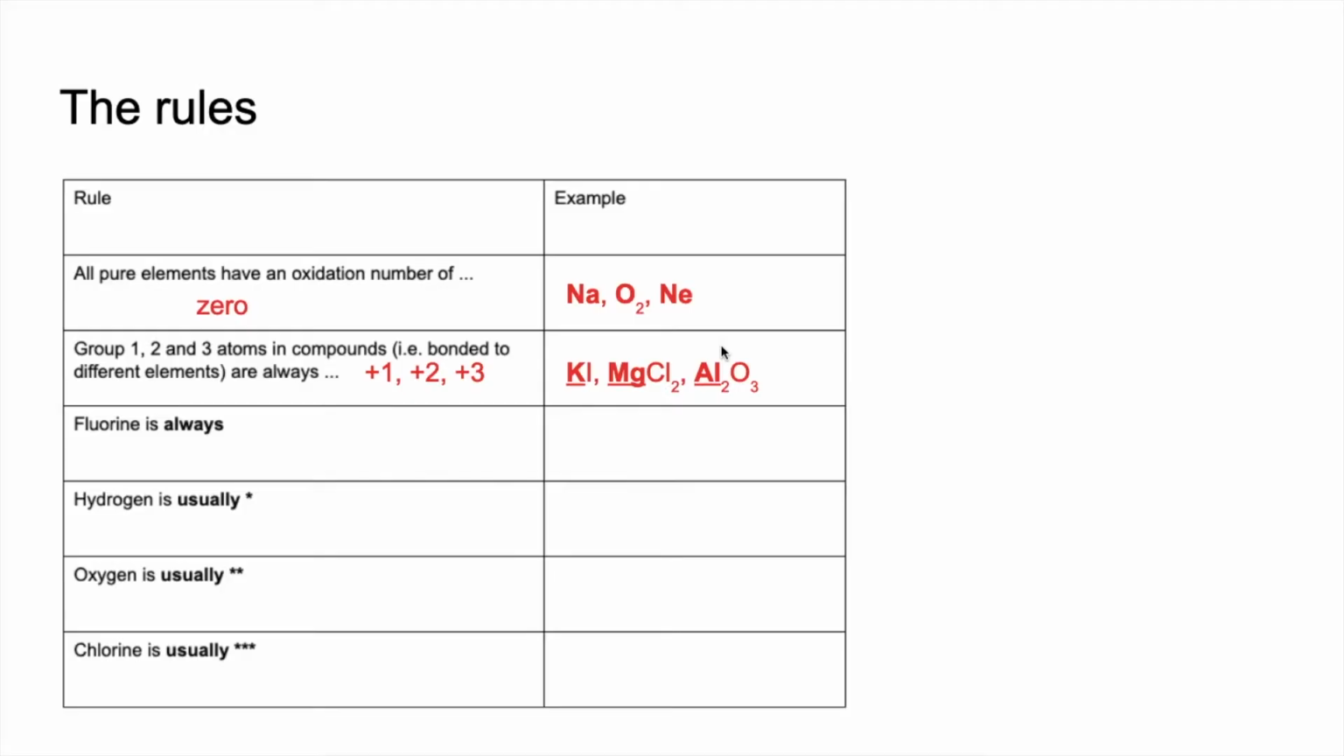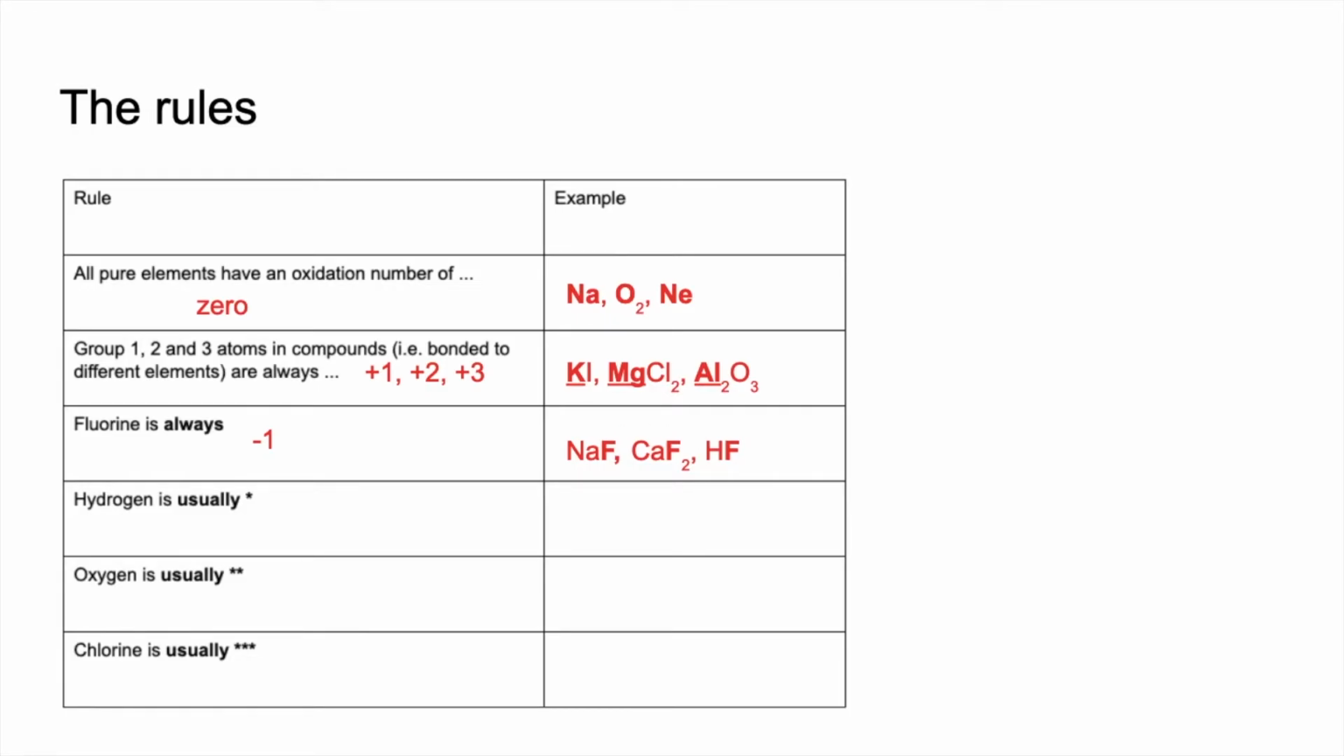The next rule is fluorine is always -1. And that's because fluorine is the most electronegative element, and that's where the knowledge of electronegativity really comes in handy here. So fluorine is always -1. So there's 3 examples there. So fluorine in all of these is always -1.